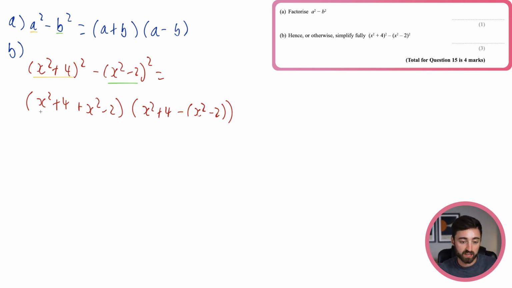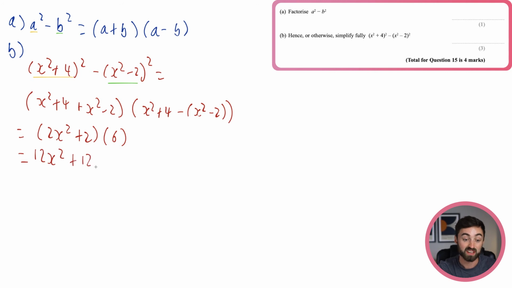So what have we got in this first bracket? We've got 2 lots of x squared. Plus 4 minus 2 is going to be plus 2. And then what have we got here? Well, this is nice, because I've got x squared, but then that cancels out with that. I've got 4 and then minus minus 2. Minus minus becomes a plus, so I've got 4 add 2, which is going to be 6. So now I can just multiply this 6 here. So 6 times 2x squared is 12x squared. 6 times 2 is 12. And that is simplified a lot.